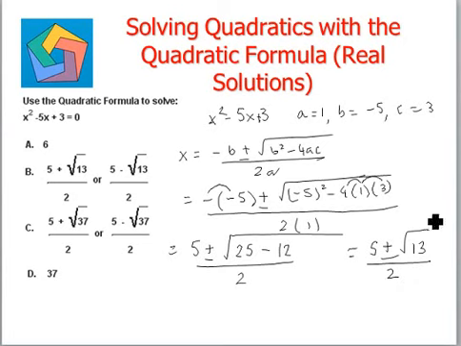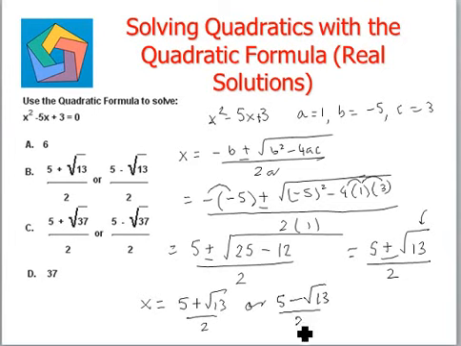Now 13 cannot be simplified further, so leave it as it is. x has a value of 5 plus square root of 13 by 2, or 5 minus square root of 13 by 2. This is our final answer and can be seen in option B.